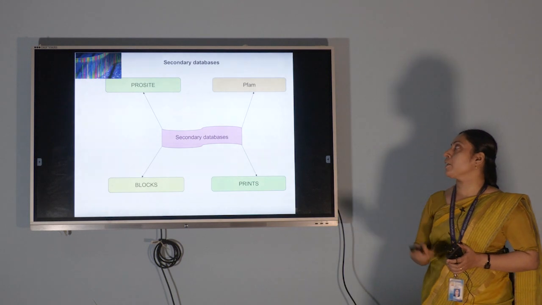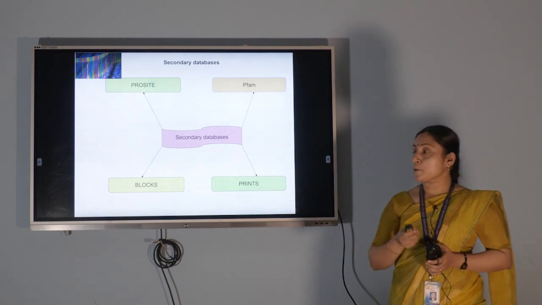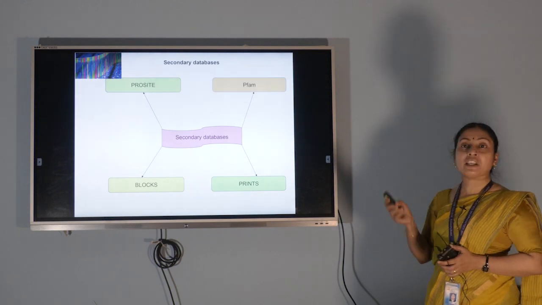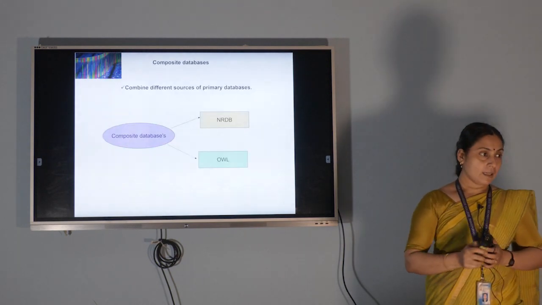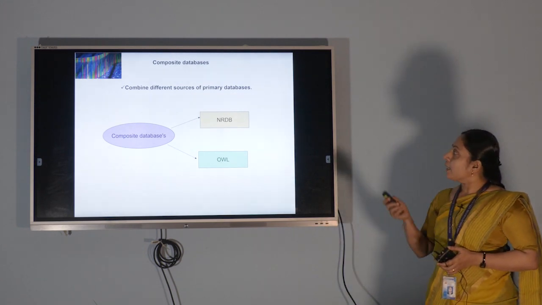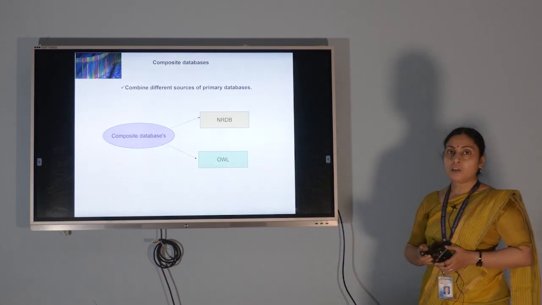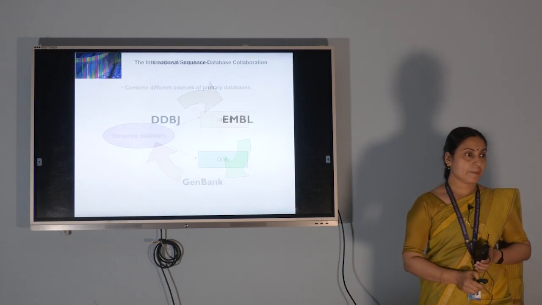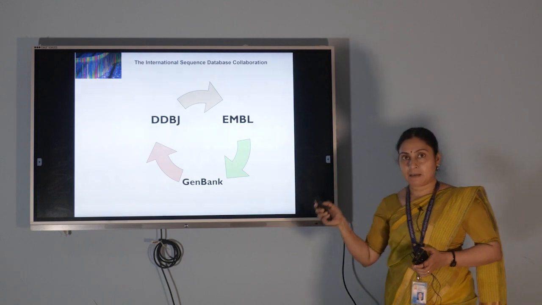And next we move to the secondary biological databases. In the case of secondary biological databases, there are PROSITE, BLOCKS, PRINTS, Pfam and all. Pfam is for protein family studies. And the third category, composite databases, includes NRDB and all. These are the different types of composite databases.